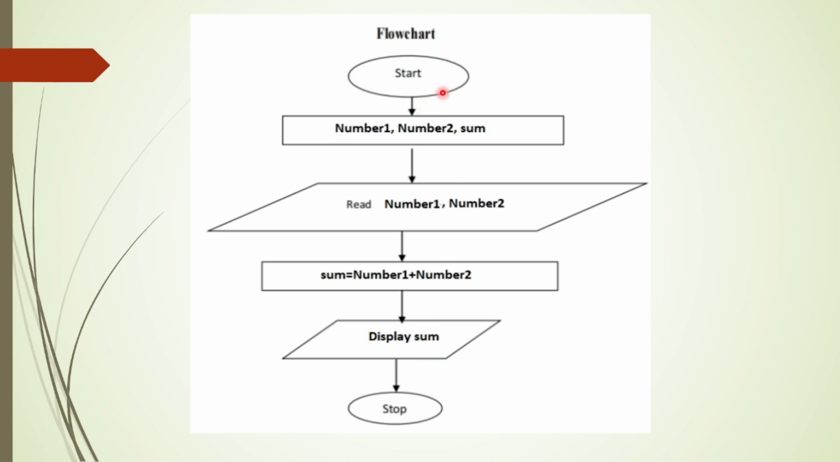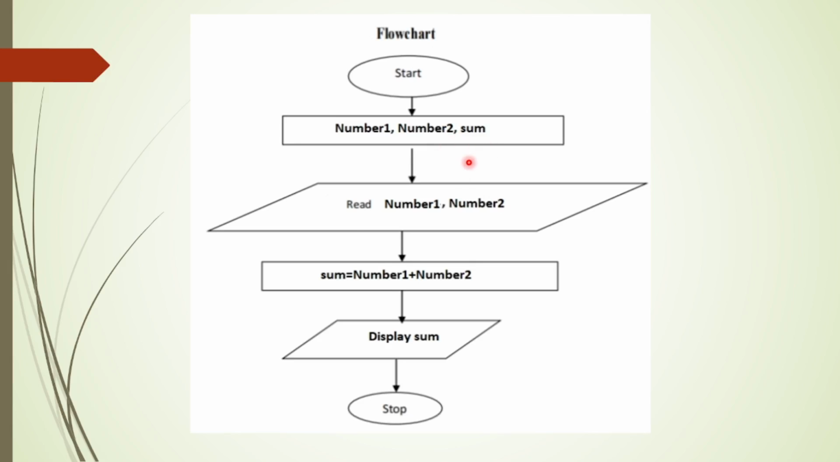In the flowchart also, we start with the start symbol. What is that symbol? Oval symbol. And at the same time, my flowchart also ends with another oval symbol, which is used for stopping it. Now, once I start my flowchart, the second shape I'm going to use is a rectangular shape where I am declaring number 1, number 2, and sum, the three data variables.